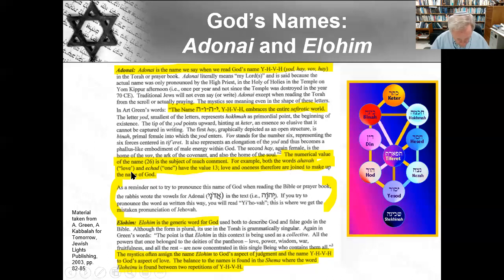The words ahava, love, and echad have the value of 13. Love and oneness are then joined to make up the name of God. And we just keep going on and on.